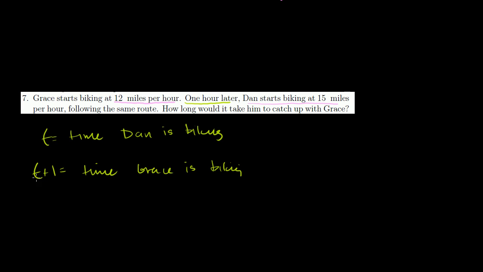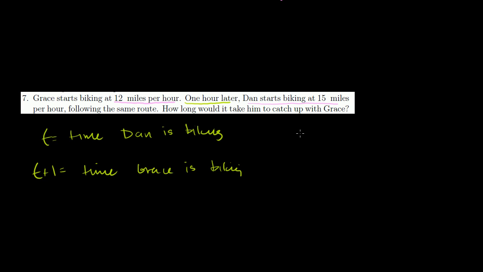So let t equal the time Dan is biking. Then how long will Grace be biking? Well, an hour later he starts. So whatever number this is, Grace is going to be biking for 1 more hour. So t plus 1 is equal to the time Grace is biking. When this is 0, this is going to be 1. She would have already been biking for 1 hour.